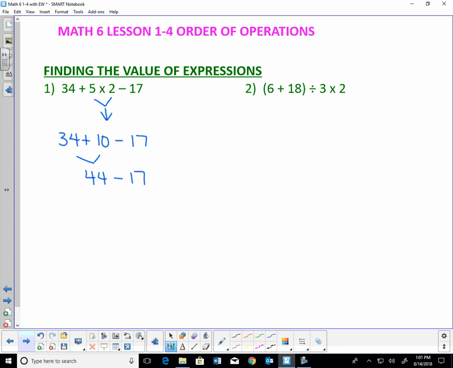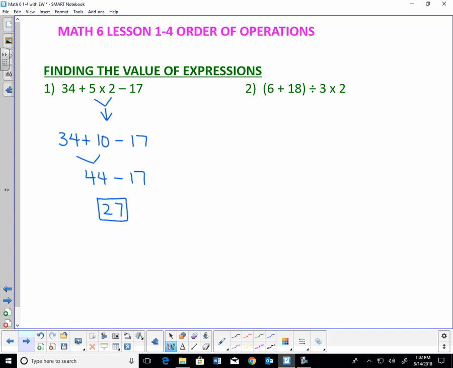44 minus 17 is 27. And I am done. Box or circle your final answer so people know you are finished. Work is done neatly, it's done down the page, it's easy to follow. Let's take a look at number 2.